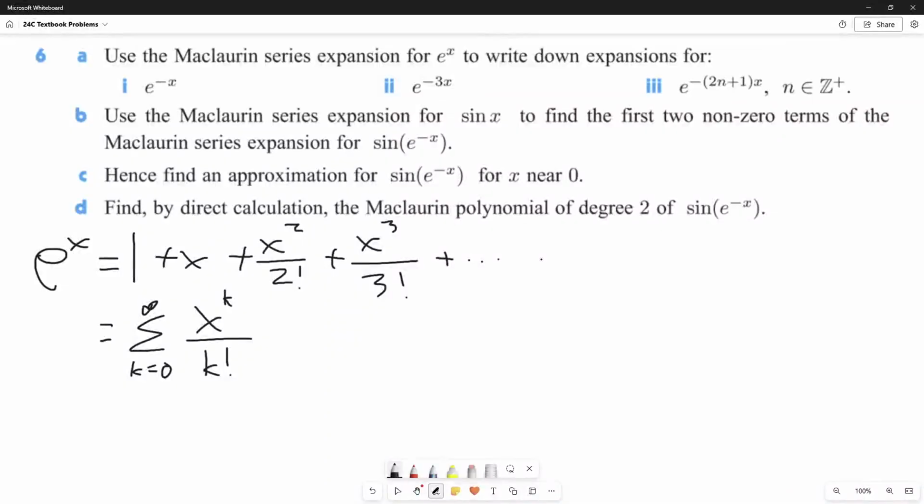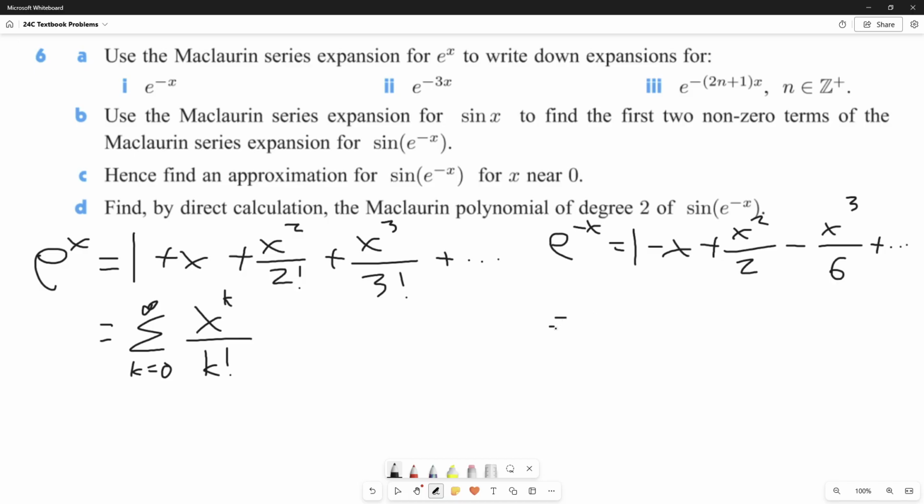So number 6, part A says use the Maclaurin series expansion for e to the x to write down expansions for these functions. And I already wrote down the first few terms of e to the x. This is in your formula booklet. And then you can derive the sigma notation easily from that. And then for all of these parts, you just plug in whatever you need in place of x. So for e to the negative x, it's equal to 1 minus x plus x squared over 2 minus x cubed over 6, and so on.